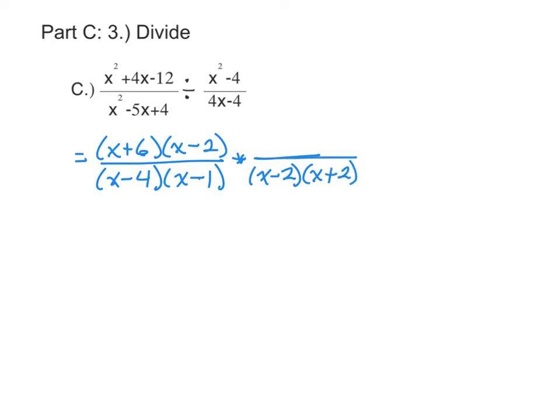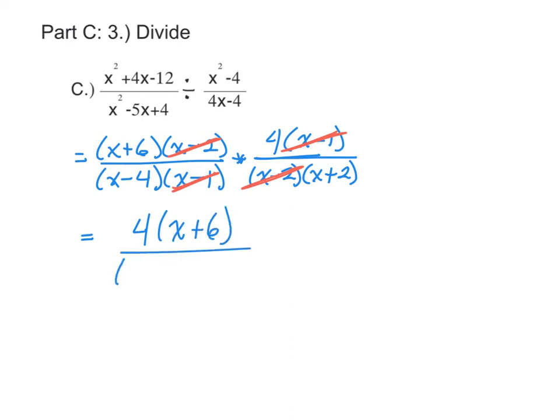In the numerator, 4x minus 4, we can factor out a 4, leaving us with x minus 1. Now that it's completely factored, we cancel common terms. And I see this x minus 1 and this x minus 2. The 4 and the x minus 4, they're not going to cancel, so we write what we're left with. In the numerator, that's a 4 and an x plus 6, and in the denominator, it's x minus 4 and x plus 2.